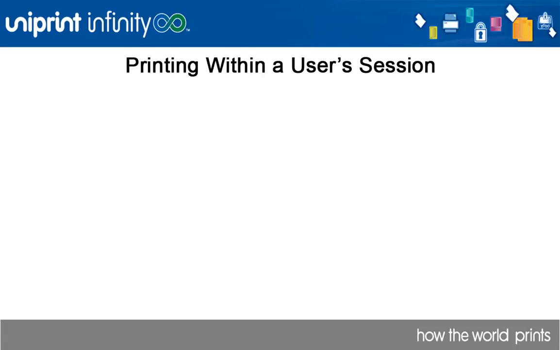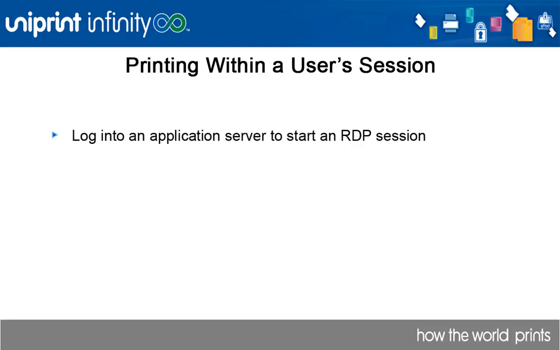In this video, we'll demonstrate how to print with UniPrint Infinity and UniPrint Client from a workstation. To start, we'll connect to the application server through RDP. Then we'll open a Word document and select the UniPrint printer.